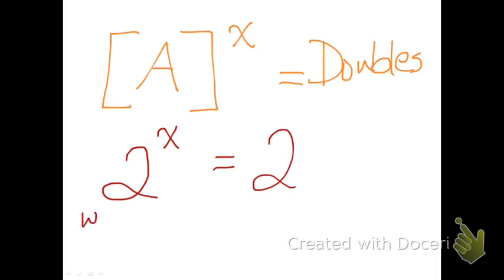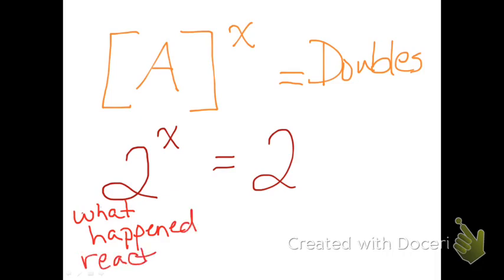Let me make that another color. Make it a little bit easier to follow. Here we go. Red is always good. This is what happened to my reactant. When I'm talking about the reactant, that is what my base is. Over here is what happened to my rate.